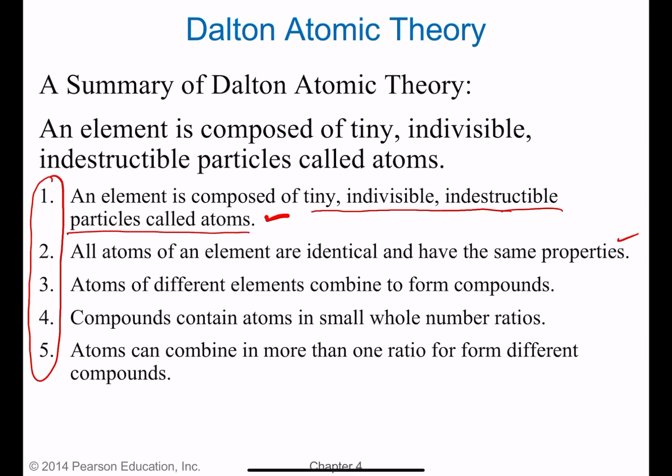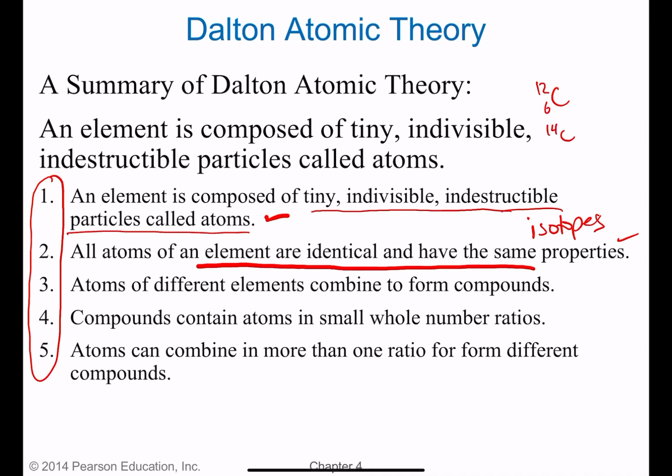Number 2, all atoms of an element are identical. So that's not true because we know of a thing called isotopes. An isotope is when the number of neutrons is different. So for example, we have carbon-12 versus carbon-14.